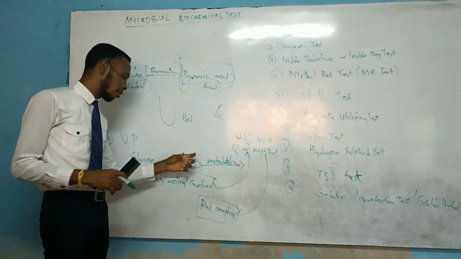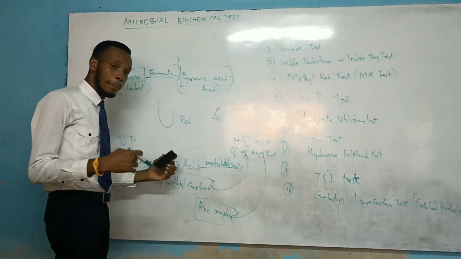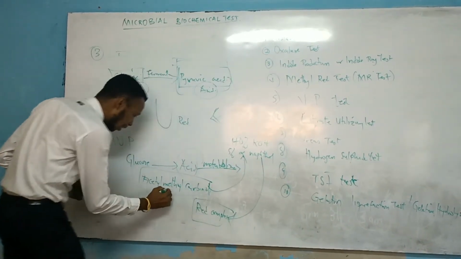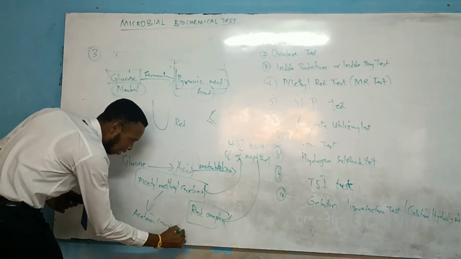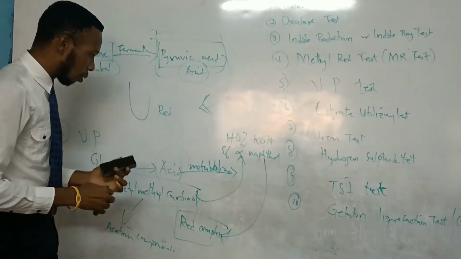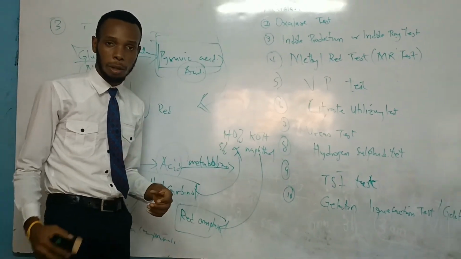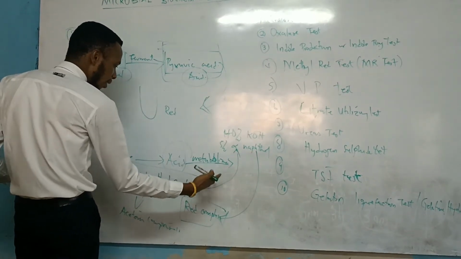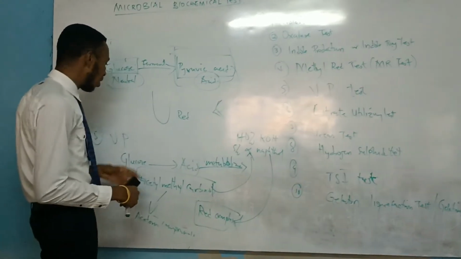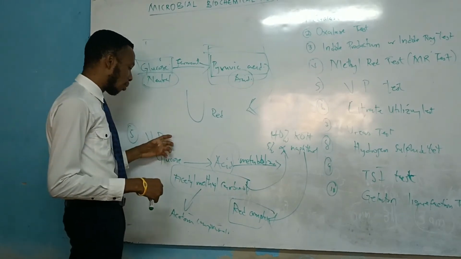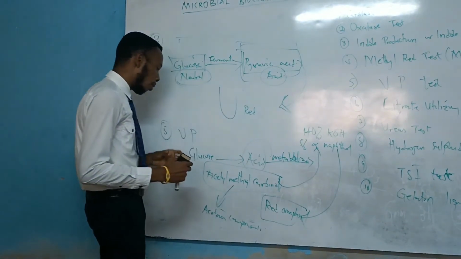So basically, in a VP test, first of all, the microorganism ferments the glucose to acids. Now this acid is metabolized to acetyl methyl carbonyl, which is an acetone compound. Now, in the presence of 40% KOH, potassium hydroxide, and 5% alpha naphthol, it produces a red complex, which indicates that the microorganism has the ability to ferment glucose and is positive for the VP test.